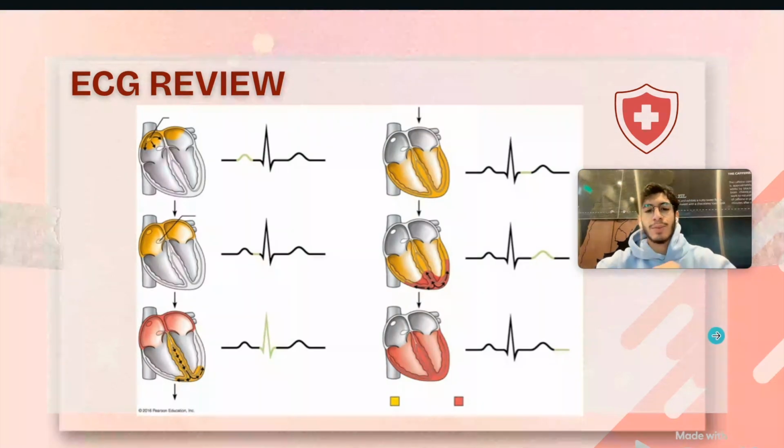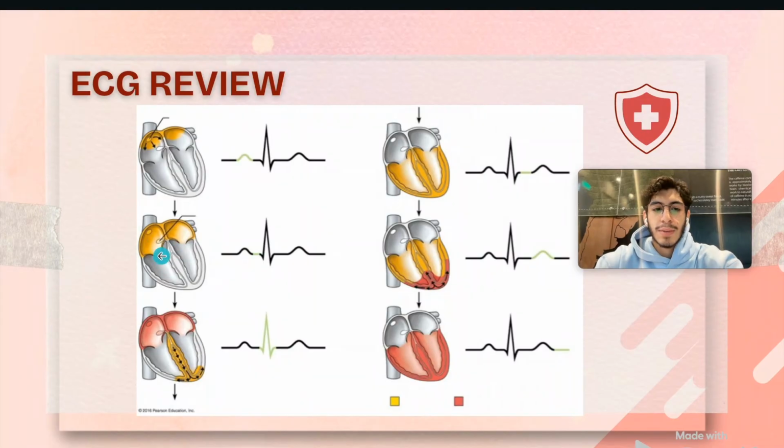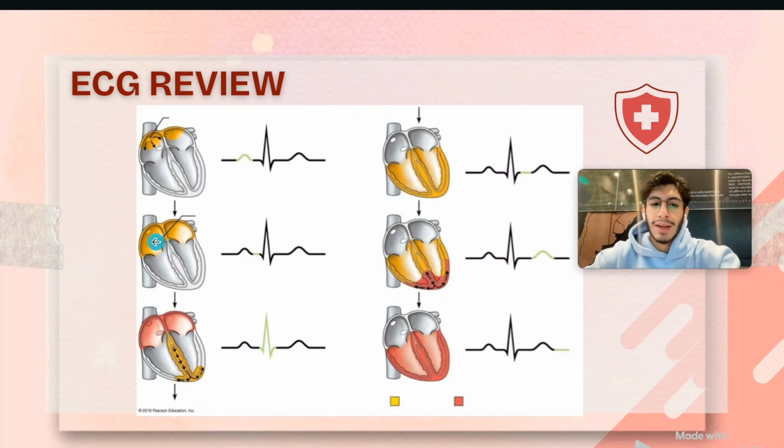So a quick ECG review. You start with the atria depolarizing. It depolarizes, causes this wave, and then it fully depolarizes. At this point, it has reached the AV node, and the AV node has a delay, and we're at the delay here. Then after the delay is over, it goes through the left and right bundle branches. That's what you see here, the start of the QRS complex, and then it fully depolarizes.